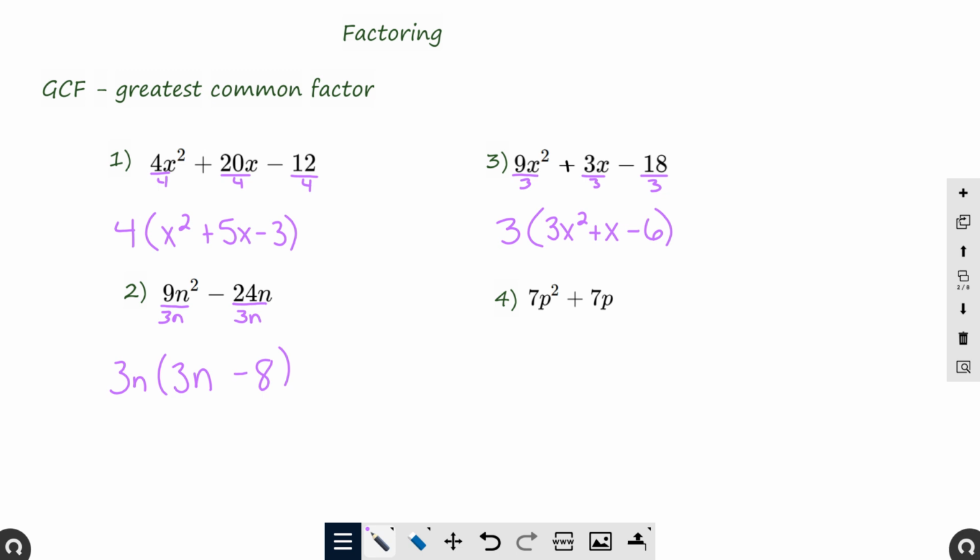All right, what about problem 4? 7p squared plus 7p? 7p. What goes inside my parenthesis? P plus 1. That's right. You got to have the plus 1 there, because if you distributed back, you need to make sure that you get the original. So some people try to leave off the plus 1, but if you distributed, that would only give you the 7p squared. You also need the plus 1.